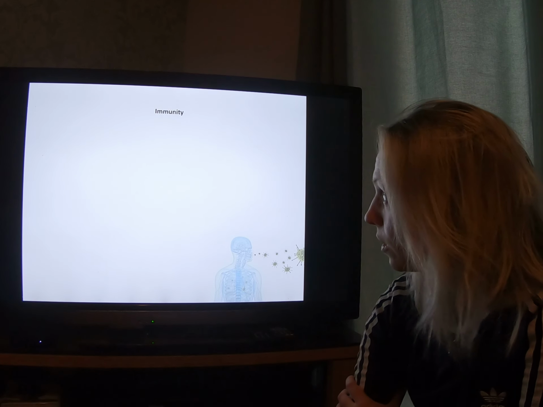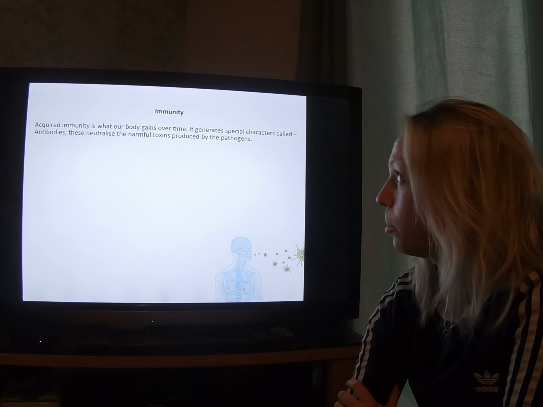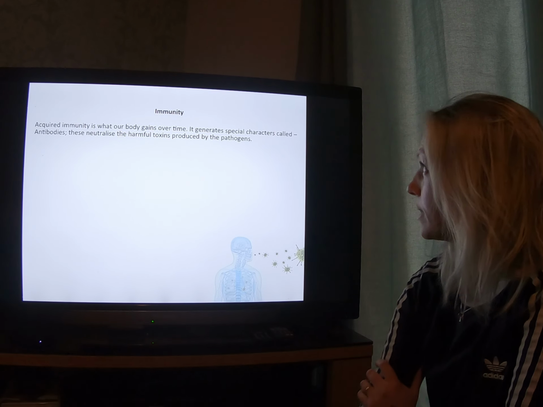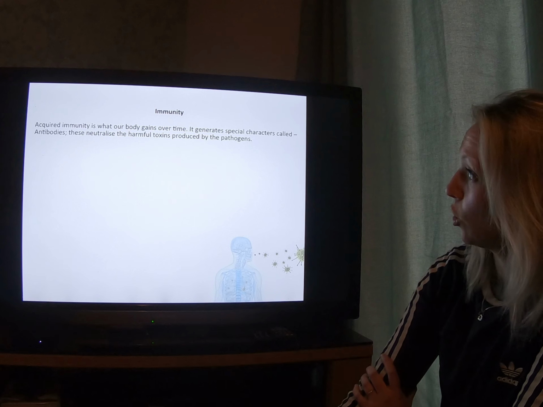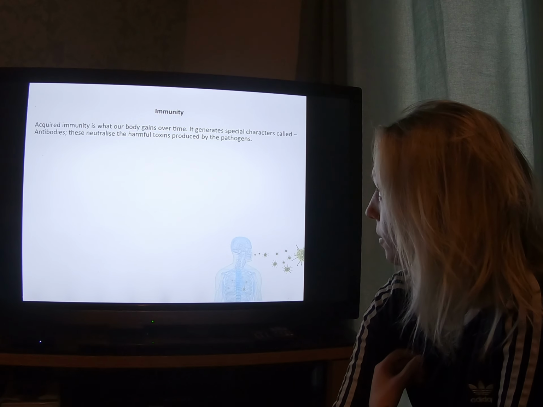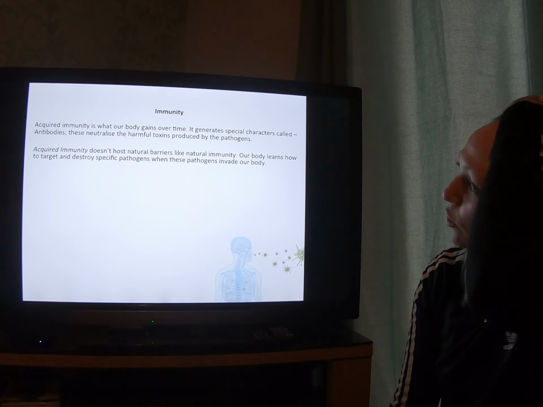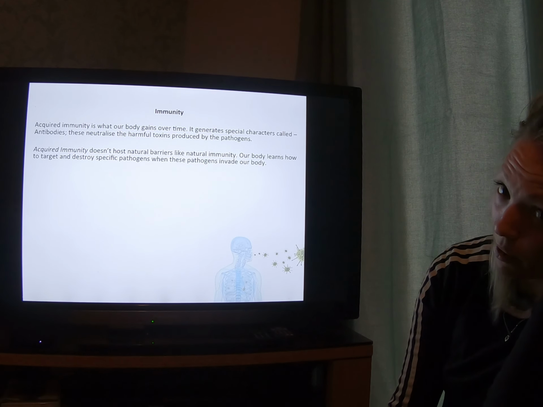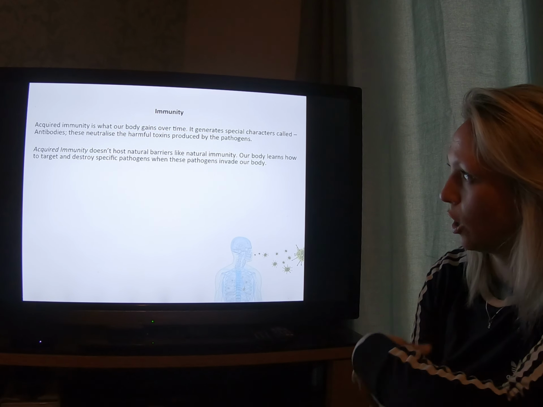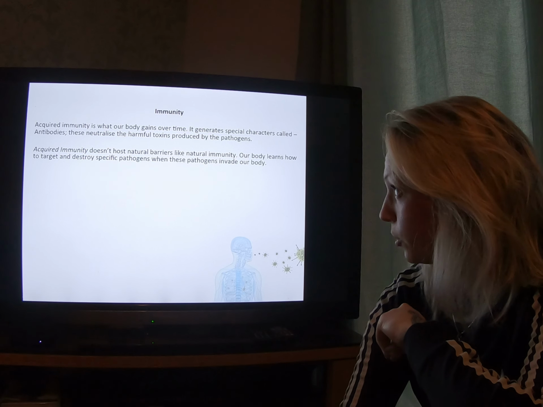Section 2. So immunity. So acquired immunity is what our body gains over time. It generates special proteins called antibodies. These neutralize the harmful toxins produced by pathogens. So acquired immunity doesn't have natural barriers like natural immunity. Our body learns how to target and destroy specific pathogens when these pathogens invade our body.